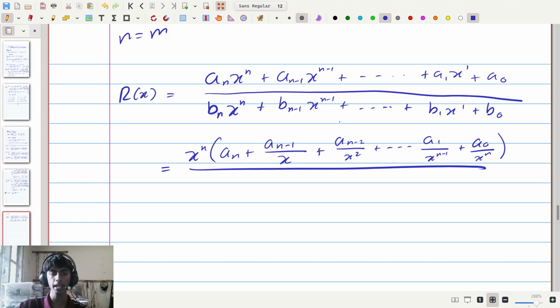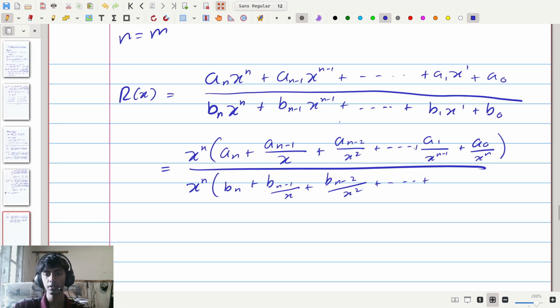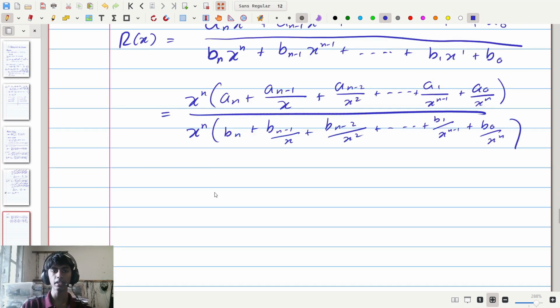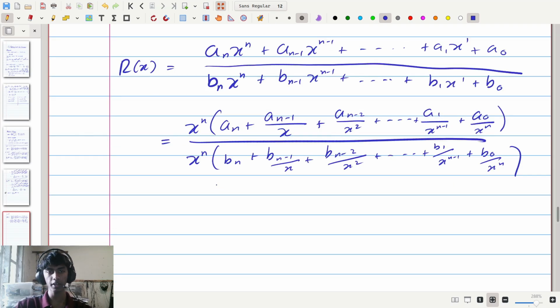On the denominator, when we factor out an x to the power of n, we are going to have b sub n plus b sub n minus 1 divided by x plus b sub n minus 2 divided by x squared plus dot dot dot all the way down to b sub 1 divided by x to the n minus 1 plus b sub 0 divided by x to the power of n. So now, since the limits we are interested in are not at x equals 0, we are interested in x going to infinity, we can actually cancel both of these, because x is not equal to 0, so x to the power of n is also not equal to 0. Now then, we have r of x equal to this function divided by this function.